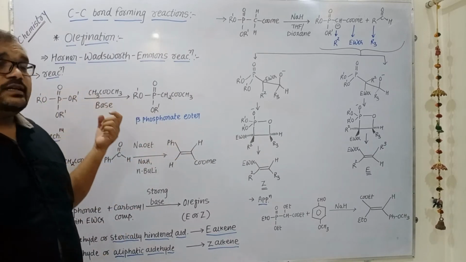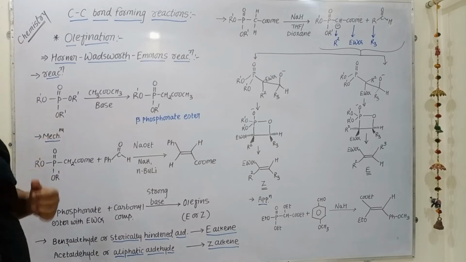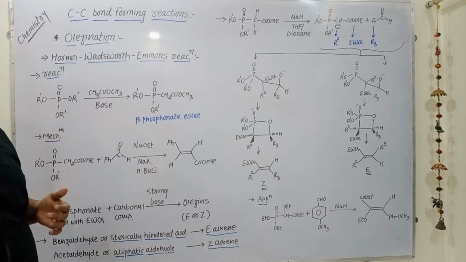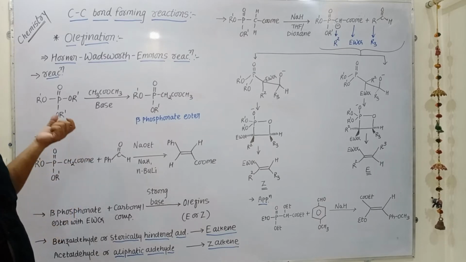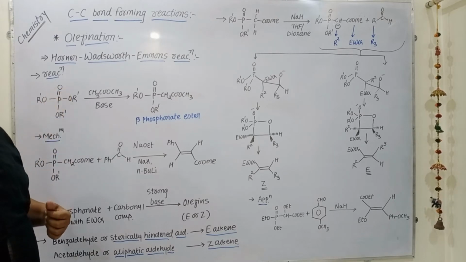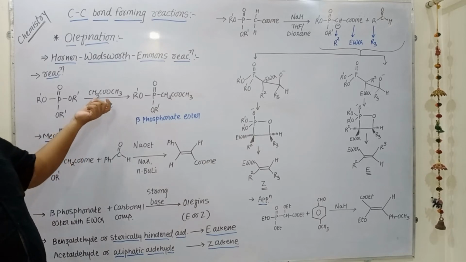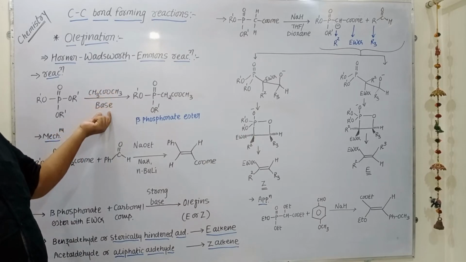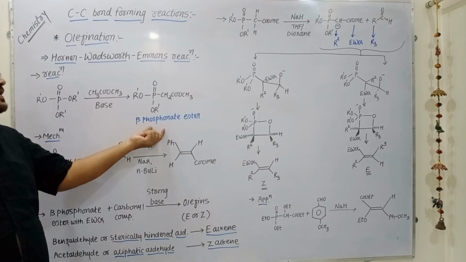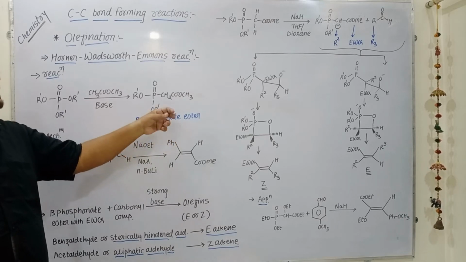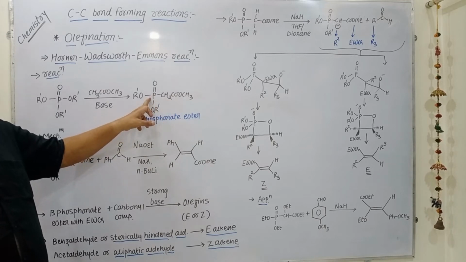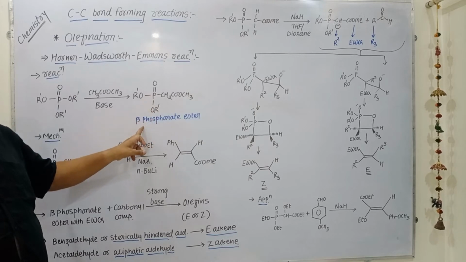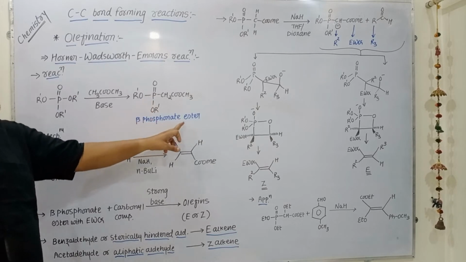So as we can see here, in case of Wittig reaction we are using triphenylphosphine and alkyl halide as a starting material, while here we are using trialkoxyphosphine oxide as a starting material. When it reacts with methyl acetate in presence of base, then we will get this beta phosphonate ester. As we know that the next carbon to carbonyl is known as alpha and the beta position is occupied by phosphorus. So here we are writing that beta phosphonate ester.